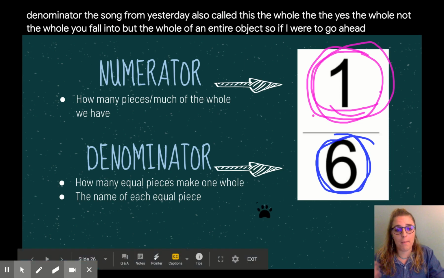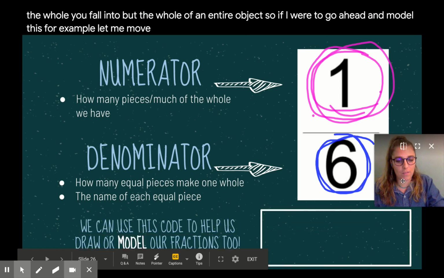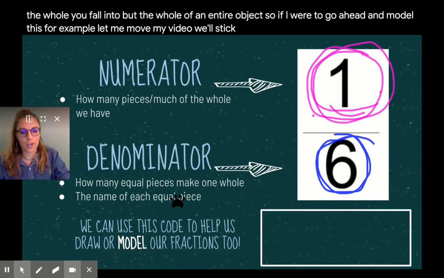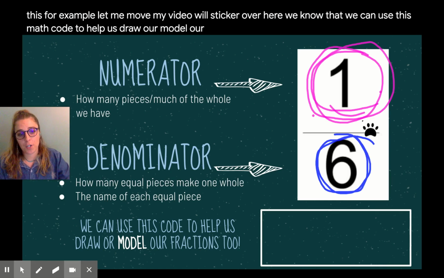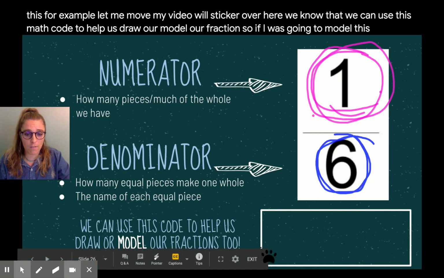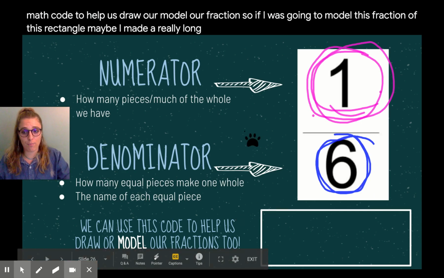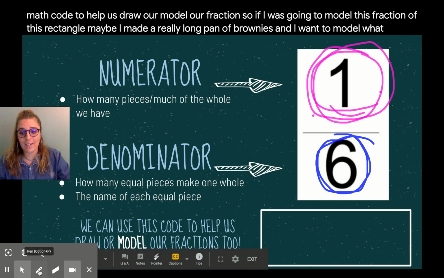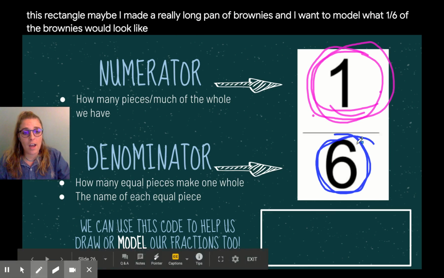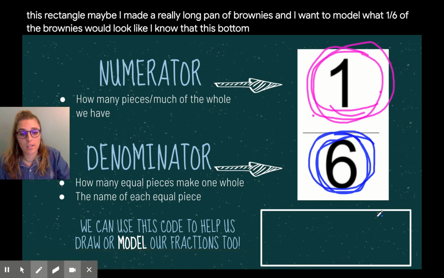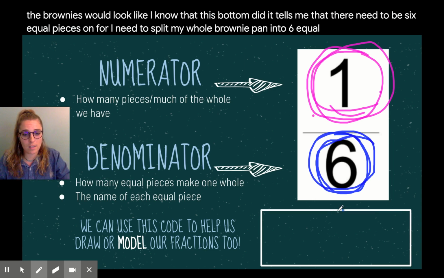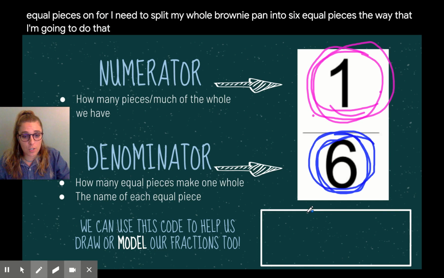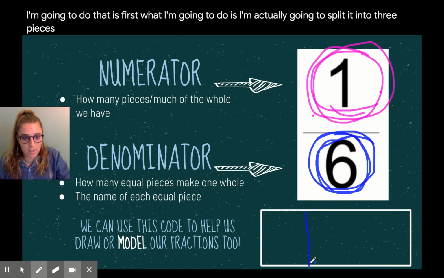So if I were to go ahead and model this, for example, let me move my video. We'll sticker over here. We know that we can use this math code to help us draw or model our fraction. So if I was going to model this fraction of this rectangle, maybe I made a really long pan of brownies and I want to model what 1/6 of the brownies would look like. I know that this bottom digit tells me that I need to split my whole brownie pan into 6 equal pieces. The way that I'm going to do that is first I'm actually going to split it into 3 pieces like this.